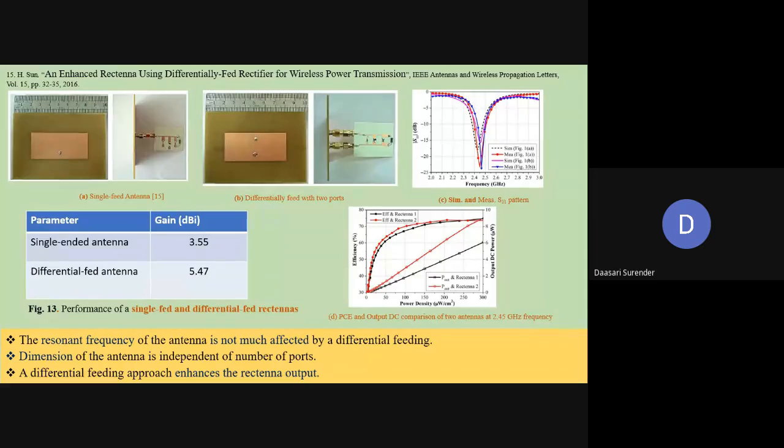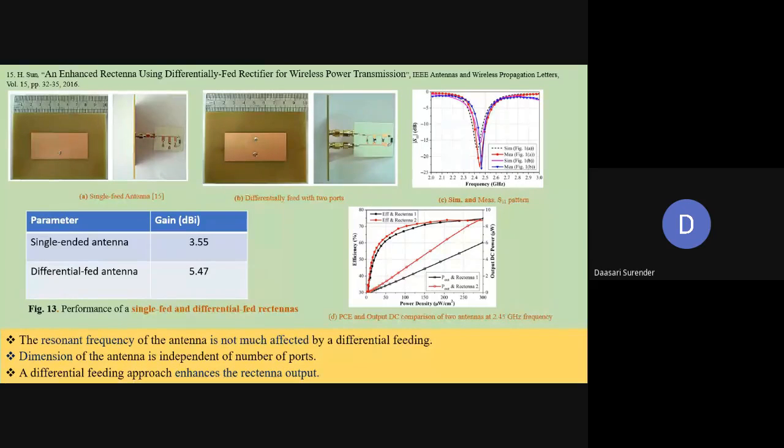Here, the first one is a single feeding technique, and the second one is a differential feeding technique with two ports, by applying a 90 degree phase difference between the two ports. By observing figure 13C, there is not much effect on the resonant frequency of the antenna. The resonant frequency is almost the same in the two designs. But when we observe the gain of these two antennas, the gain is more with the differential feeding configuration.